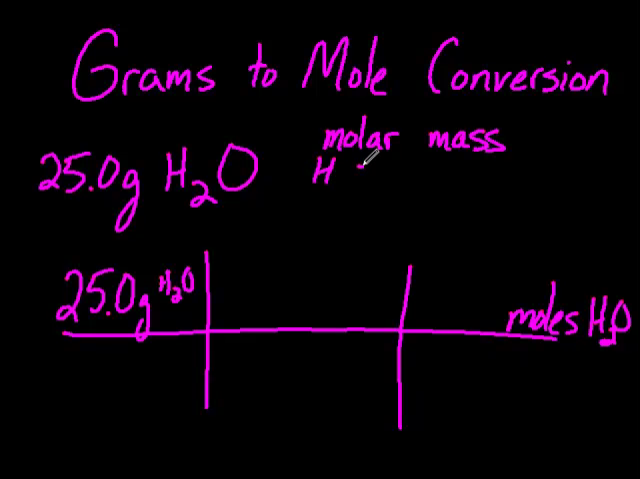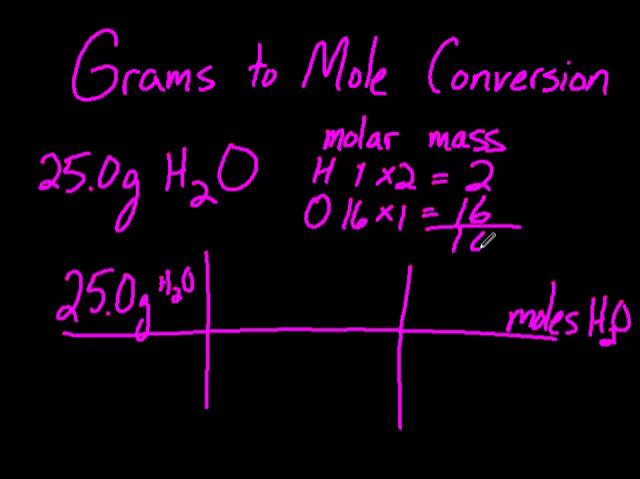hydrogen has a mass of 1, and there are 2 hydrogens in water for a total mass of 2. Oxygen is 16. There's only 1 oxygen, so bring that over. And so the molar mass of water is 18 grams per mole. Okay, and again, that's all based off the periodic table.